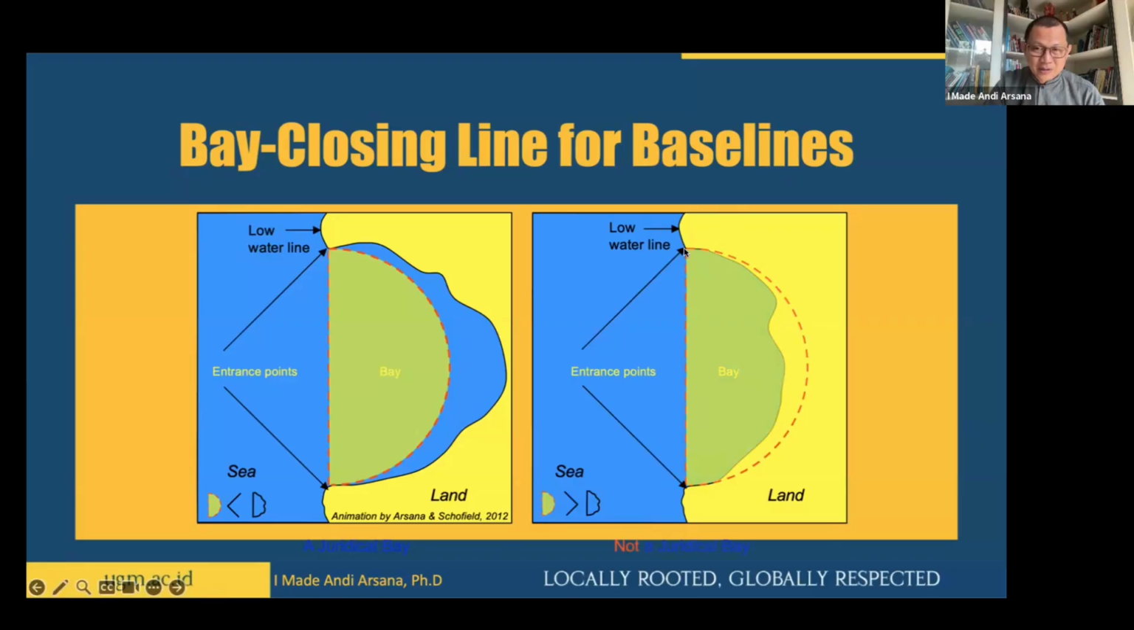Why? Because the first criteria is met, which is the length of the closing line is actually no more than 24 nautical miles. You see the similar length over here. But the area of the semicircle over here is actually larger than the area of the bay. So it does not meet the second criteria. So it means that you cannot actually close the bay over here. Okay, you cannot close the bay. So your baseline is not this one, not this one. Instead, your baseline is actually the coastline of this bay. So you have to measure your territorial sea from this line. So this is the bay closing line.